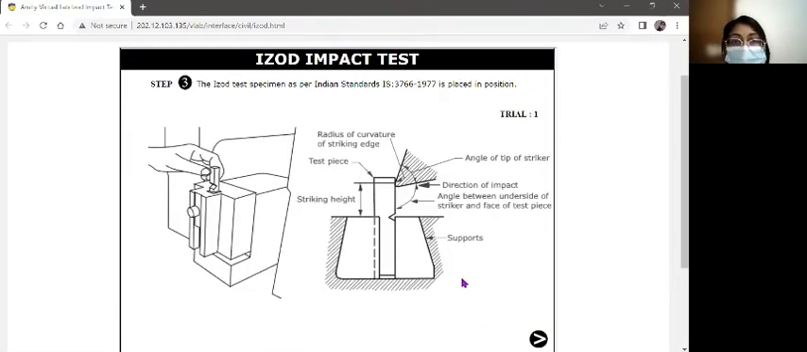Step 3. The Izod test specimen as per Indian Standard IS 3766-1977 is placed in position. Trial 1. Here is a description of the apparatus: this is known as the supports, this is the angle between the underside of the striker and the face of the test piece, this is the direction of impact, this is the angle of the tip of the striker, and here we can see the radius of curvature of the striking edge, this is the test piece, and this is the striking height.